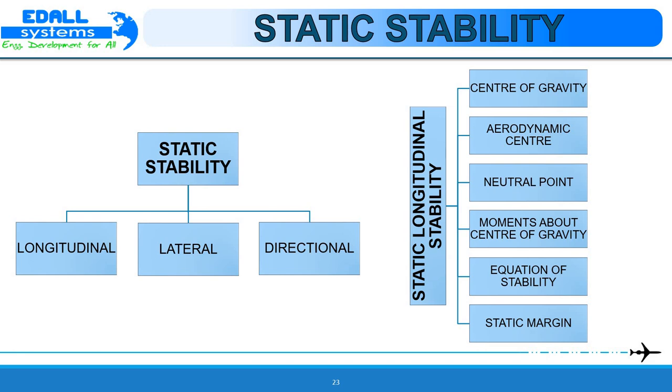Static stability was divided into longitudinal, lateral, and directional. Now, for static longitudinal stability, we will be going through the center of gravity, aerodynamic center, neutral point, moments about the center of gravity, equations of stability, and static margin.